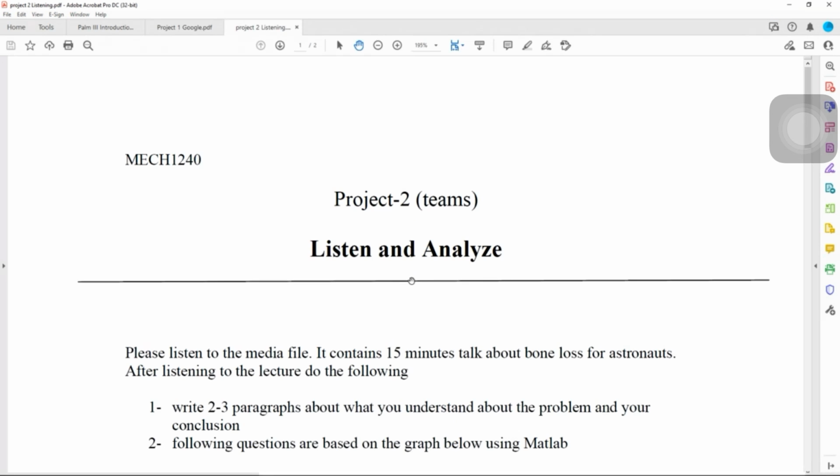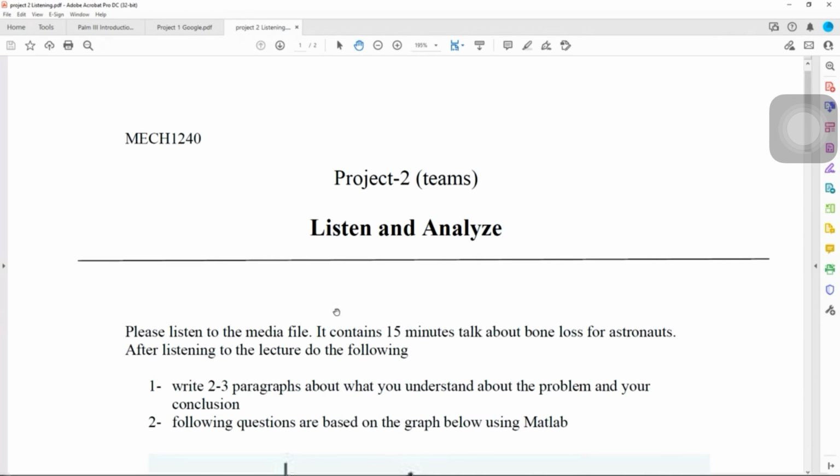And you're supposed to listen to it and try to write, instead of 3, just 2 paragraphs about what you understand about the problem and your own conclusion, right? Your own interpretation. In this case, I hope for your sake that you don't copy and paste from somewhere on the internet, or copy what you hear exactly the way it's said, unless you put it in quotation marks, because they will fire you for plagiarism, right?